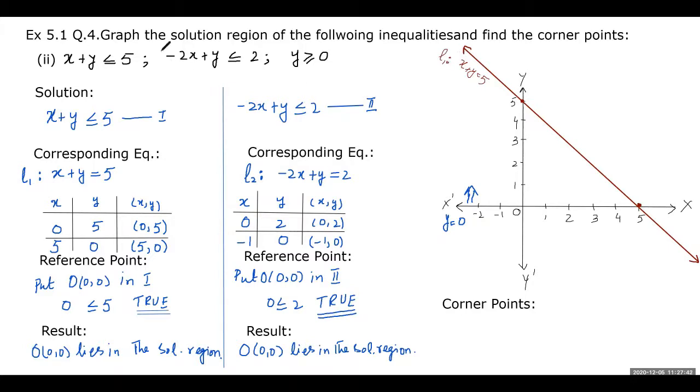Now we go for the second line. And where is its solution region? The origin lies in the solution region. So it means its solution region is on this side, because the origin lies on this side of this line.